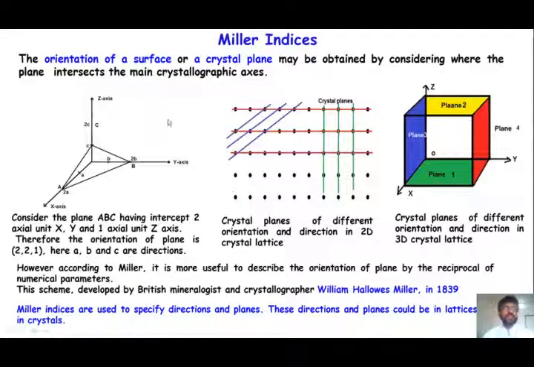Now dear students, we know that in mathematics or geometry, the orientation of a surface or a crystal plane may be obtained by considering where the plane intersects the main crystallographic axis. Consider here one of the geometric planes, say ABC, having the intercept of two axial units along the x and y axis, and one axial unit along the z axis. Therefore, the orientation of this plane is 2 to 1. Here A, B and C are the directions.